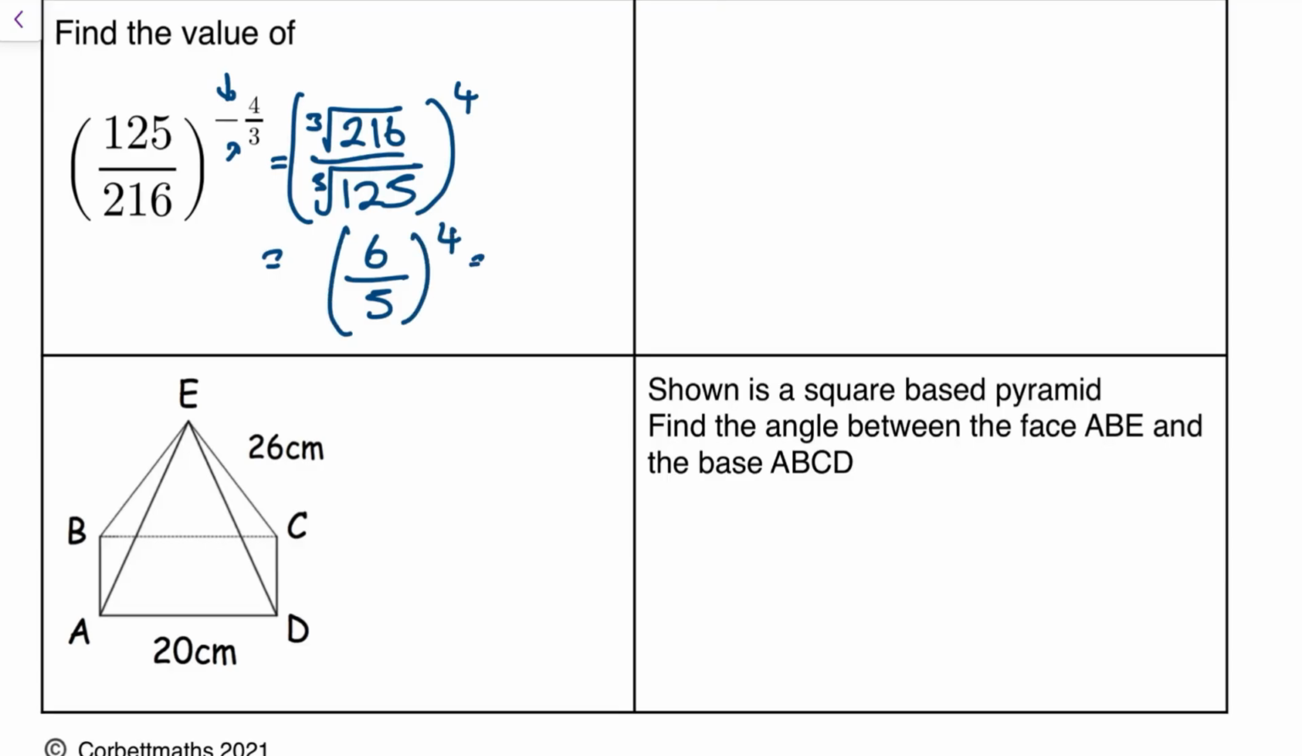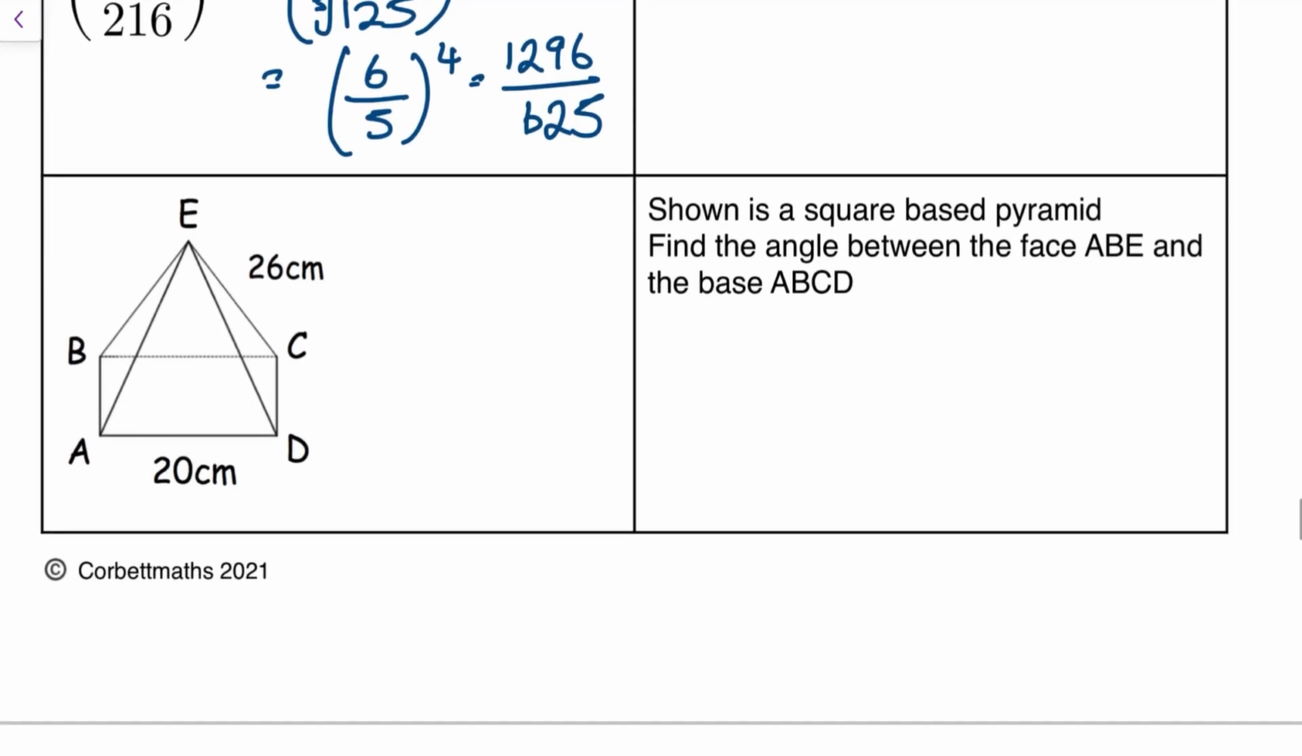Well, I'm not going to pretend I know what 6 to the power of 4 is. So calculator out. And that is 1296 divided by 625. And that's question done. Nice question, that one. Next and final question today.